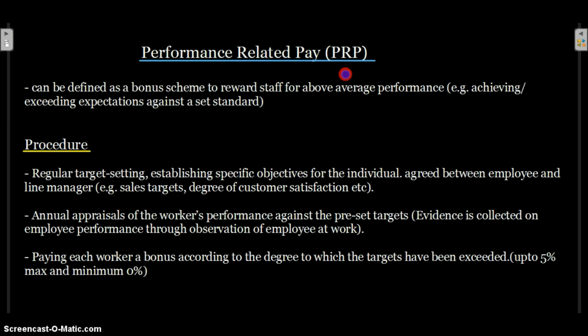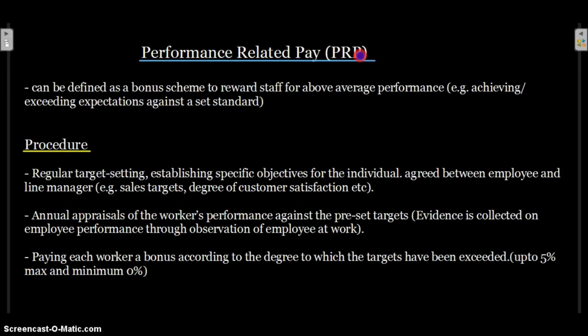Moving on, we have performance related pay. It can be defined as a bonus scheme to reward staff for above average performance, achieving or exceeding expectations against a set standard. So basically this performance related pay is the favorite topic for examiners among all of these payment methods. This is the topmost, then they have profit sharing, piece rate system, and so on, all these come secondary.